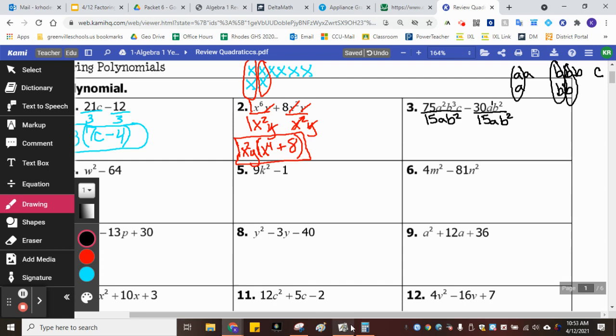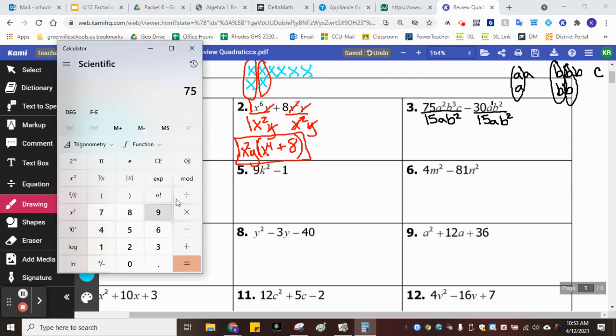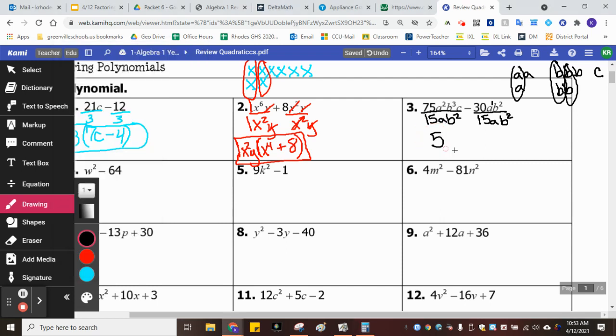So divide them out. 75 divided by 15 is 5. You have 2 A's on top and 1 on bottom, so the 1 we'll cross out with 1. 3 B's on top, 2 on bottom. The easiest way to see it is to actually write them all out. It just takes a while.